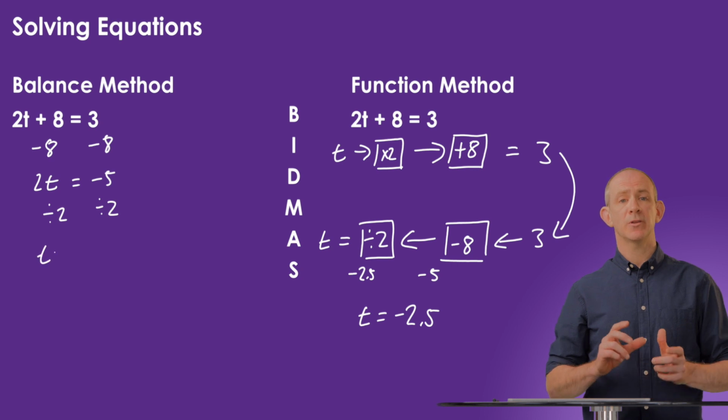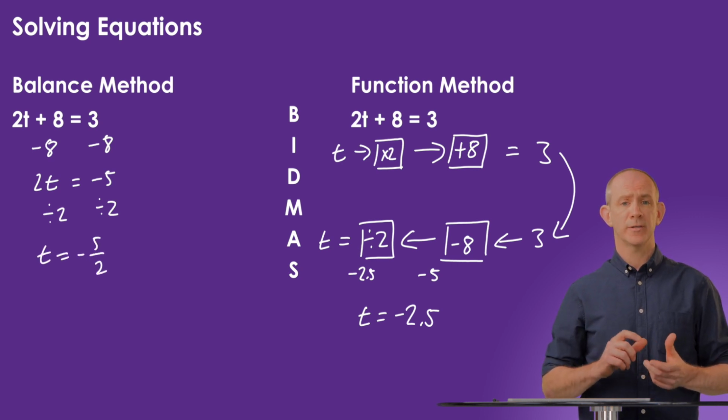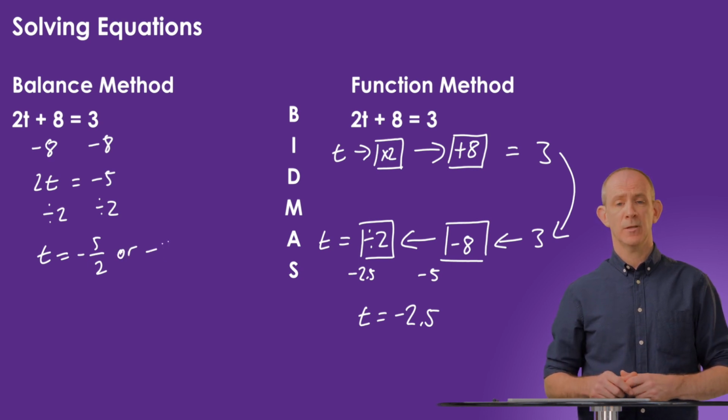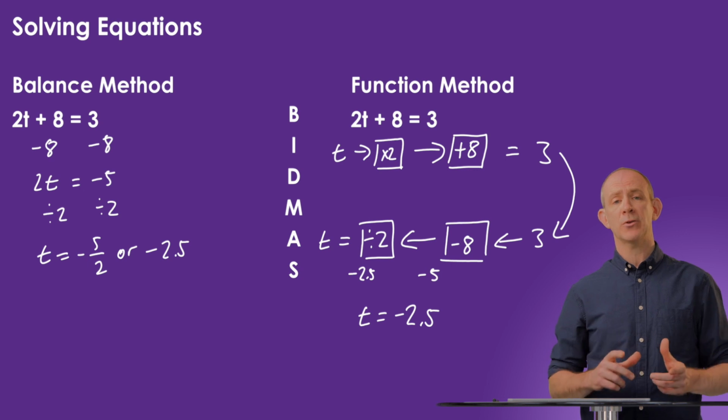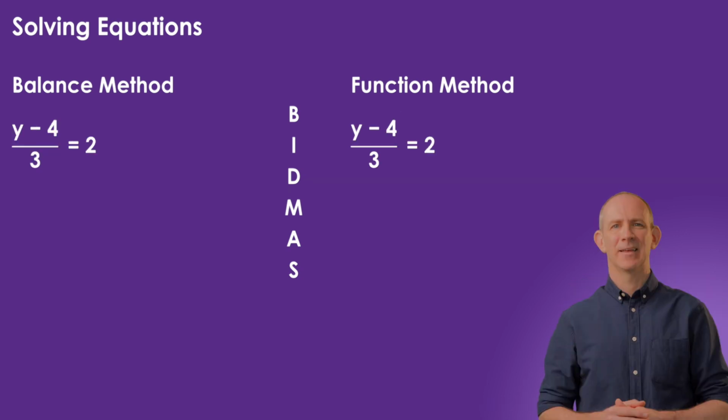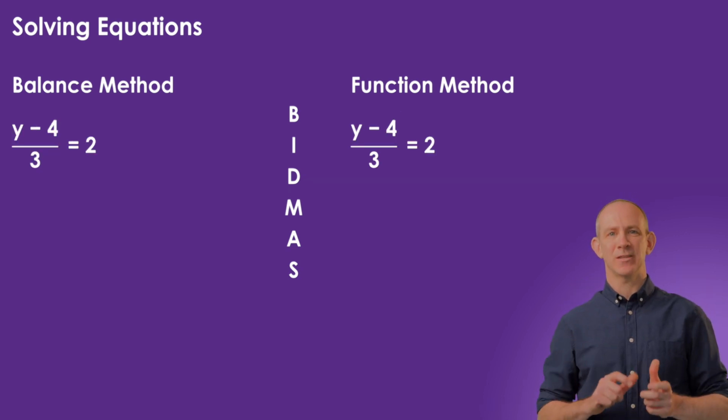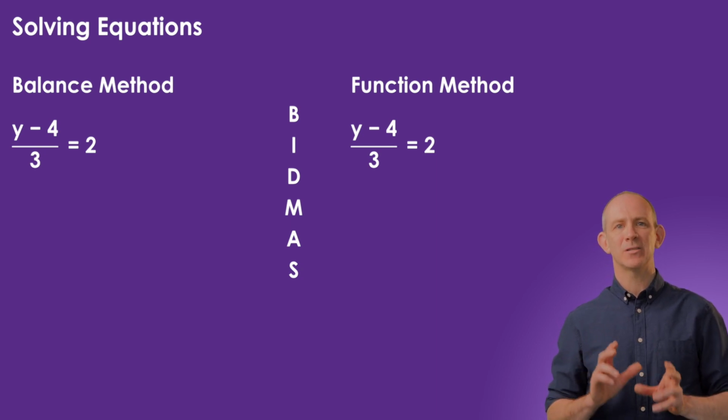So here we end up with t equals negative 5 over 2, or negative 2.5. It can be left as the improper fraction or as a decimal, but in both cases it's negative. In this problem, we have divisions in the equation, so we'll look at how we deal with these.